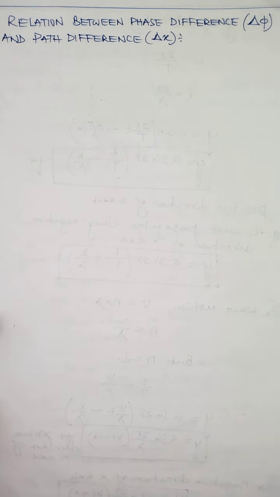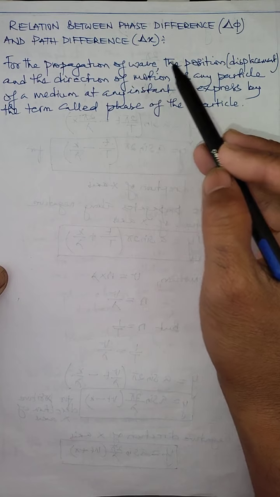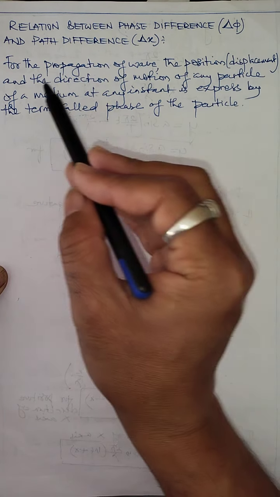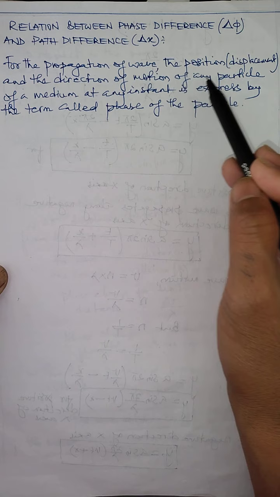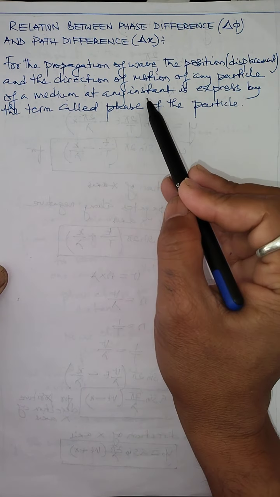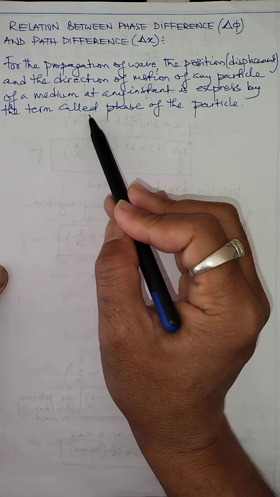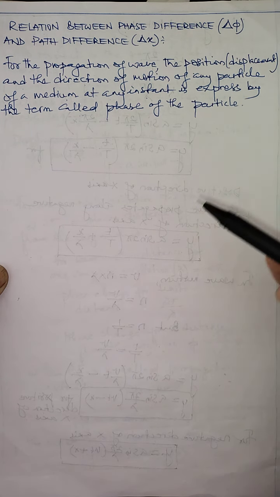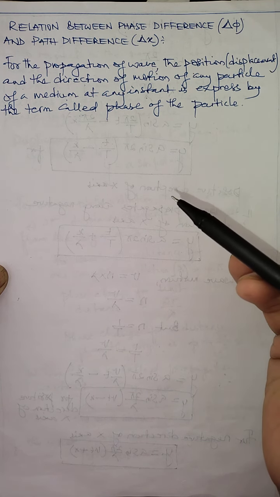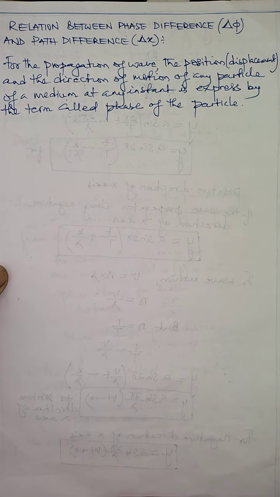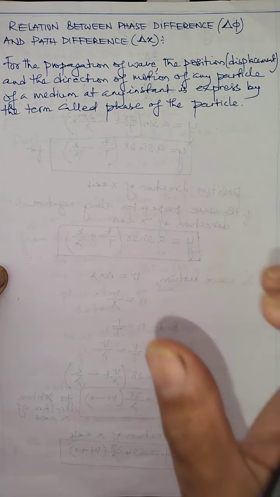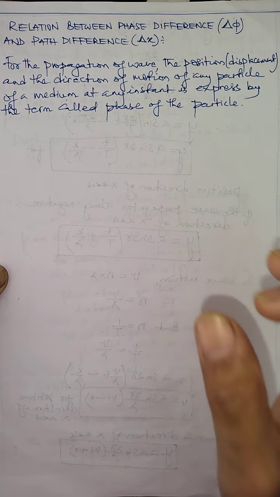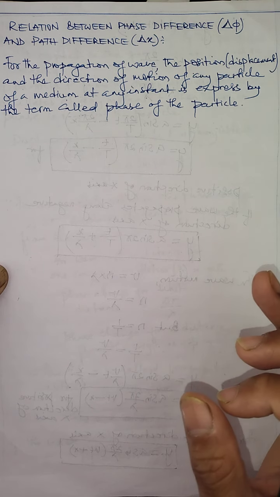So children, for the propagation of a wave, the position, which is expressed by the displacement, and the direction of motion of any particle of a medium at any instant is expressed by the term called the phase of the particle. That means this term phase indicates the position and the direction of displacement of the particle of a medium at any instant of time. Under wave propagation through a medium, remember this, all the particles of the medium oscillate in a similar manner about their mean position.